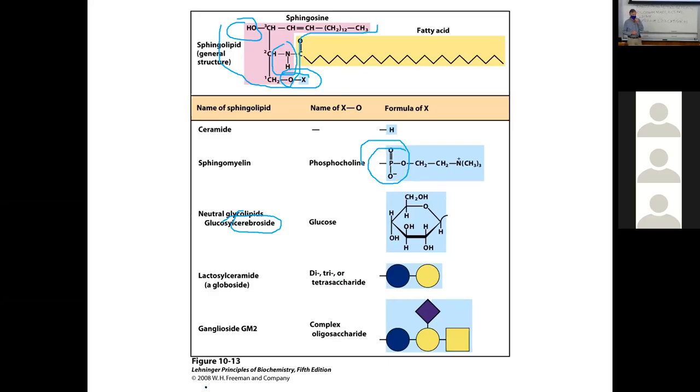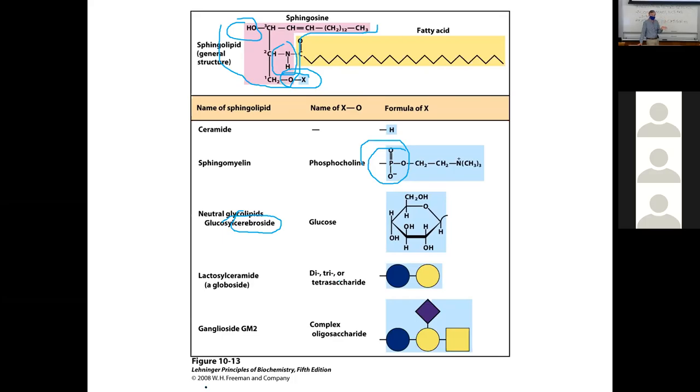But for the sphingolipids, there are ceramides, just the hydroxyl. There are the sphingomyelins, which have a phosphate and choline. There are the cerebrosides with a single sugar attached to the hydroxyl, typically glucose or galactose. There are the globosides that have 2 to 4 unbranched neutral sugars attached.